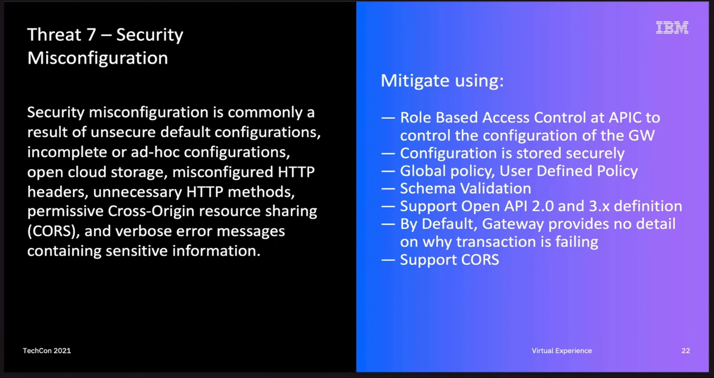These could be misconfigured TLS, unpatched services, outdated services or plugins, or any unprotected files or misconfigured course policies. How can you mitigate this threat using API Connect? With API Gateway, you can establish and standardize the hardening and patching processes via role-based access control at API Connect level in order to provide full control over the configuration of the gateway policies.